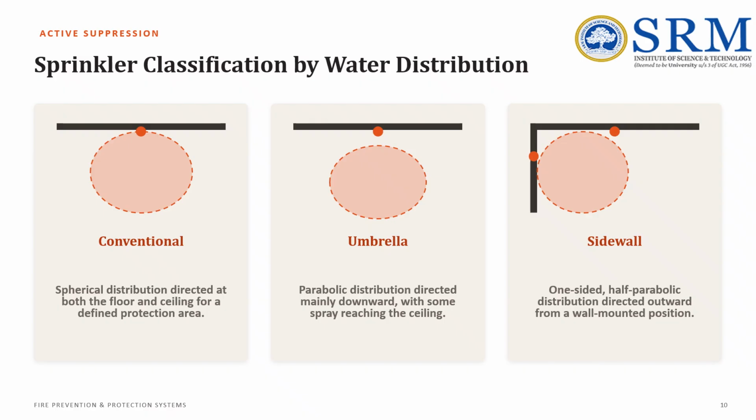The selection of sprinkler type depends on the building layout, ceiling design, occupancy, and fire risk. Proper sprinkler selection ensures effective fire suppression with minimum water consumption.